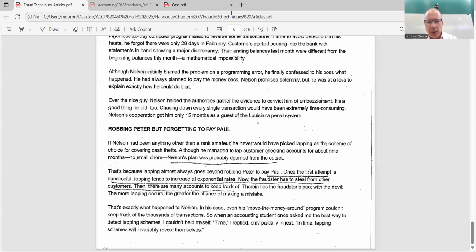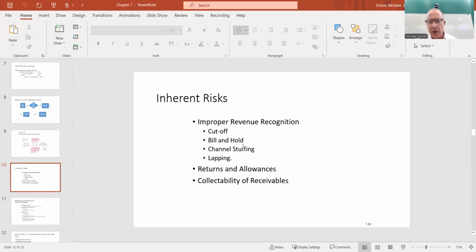So going back to this, we've done these four methods of improper revenue recognition. We already know about cutoff, bill and hold, channel stuffing, and lapping. Okay. What are the other big inherent risks that we're always worried about when we're doing revenue? Returns and allowances. Are they properly recording all the sales returns that happen? And the collectability of receivables. Okay, are they putting receivables as collectible when in fact they should be written off as bad debts? Or is their allowance for doubtful accounts properly valued?